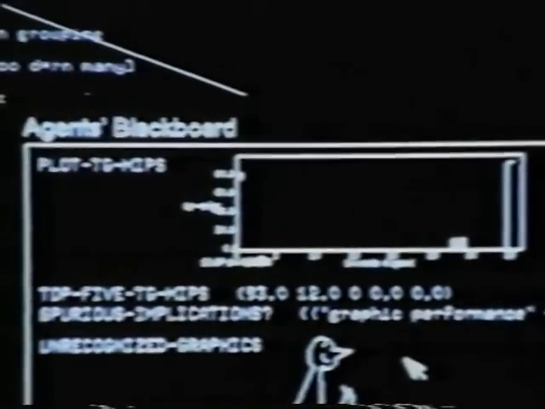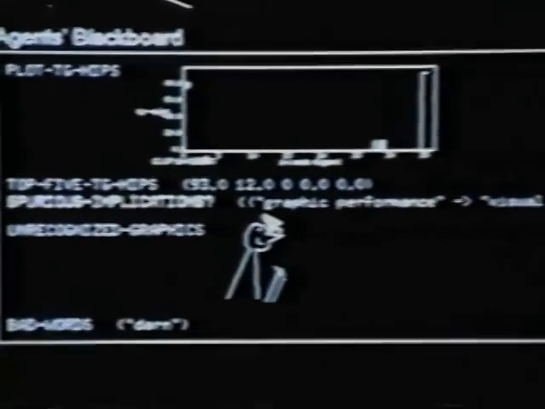Now the agents all sort of exist together in a little collective, and the way they talk to each other is through the agent's blackboard. And I have shamelessly ripped that term off from AI and then made it kind of visually literal, as is my wont. So Speedo has contributed the actual plot, the last plot he drew, as well as a numeric list of the top 5 speeds.